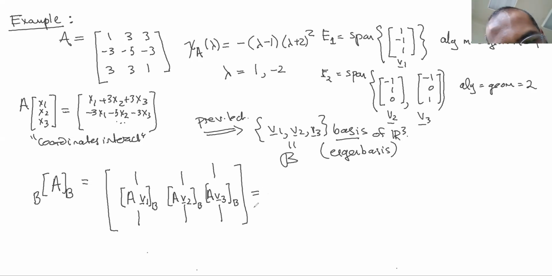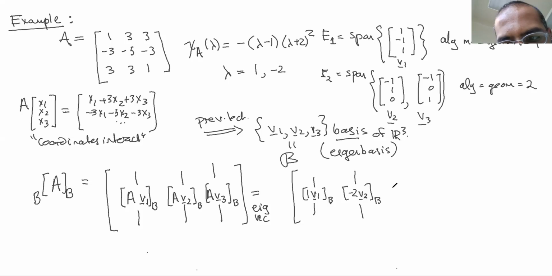Well, this is where you use that they're eigenvectors, right? Because they're eigenvectors, multiplying by A just multiplies these vectors by a scalar. So you actually just get 1 times V1, minus 2 times V2, and minus 2 times V3.